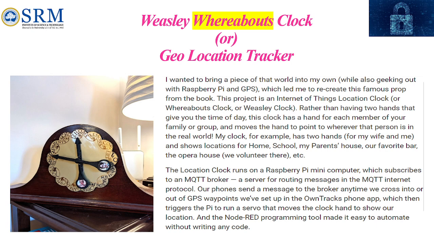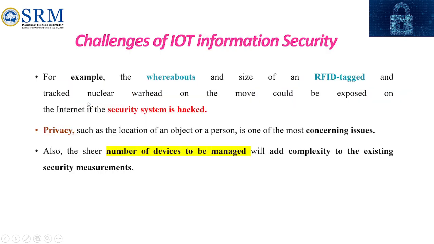By using this MQTT broker, we send some messages, routing messages, over the MQTT internet protocol. So then the phone sends a message to the broker at any time. Through GPS, it tracks through the mobile app. Then the Raspberry Pi runs a servo motor, and the clock will rotate using that location, and using Node-RED programming, it can be automated without writing any code. This is what it is going to do.